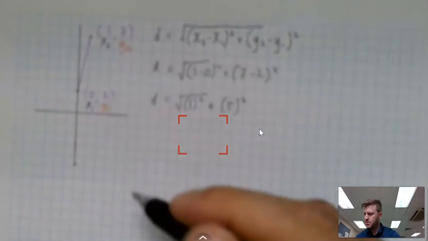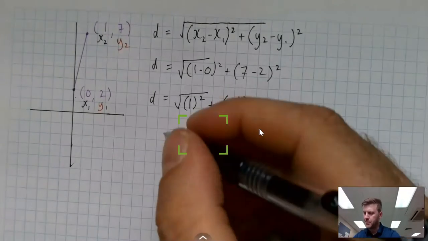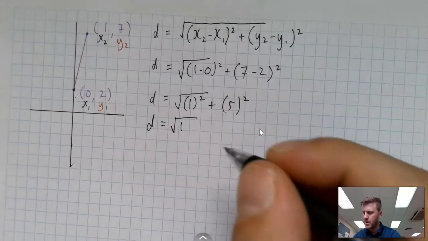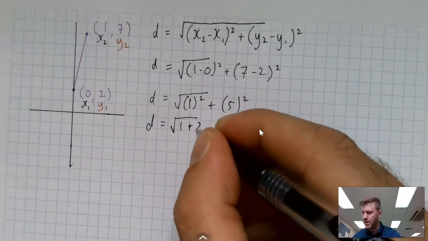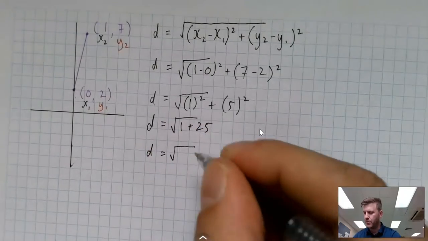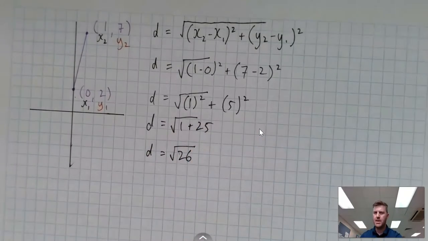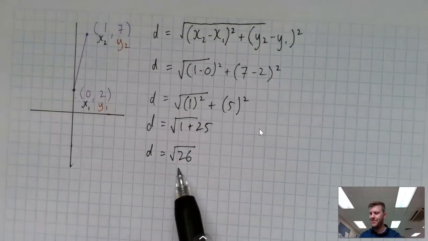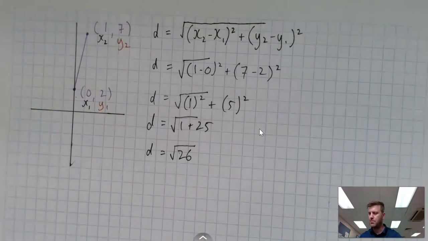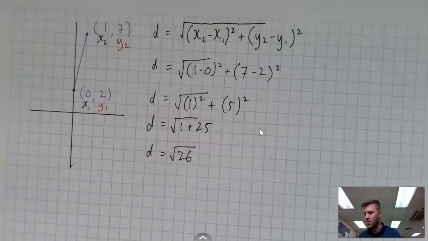Now 1 squared and 5 squared respectively are 1 times 1 is 1, 5 times 5 is 25. That gives me the distance of the square root of 26. Now it's probably best at this point to leave it in exact form, given that square root 26 isn't going to give us a whole number. Okay, so that's an example there.